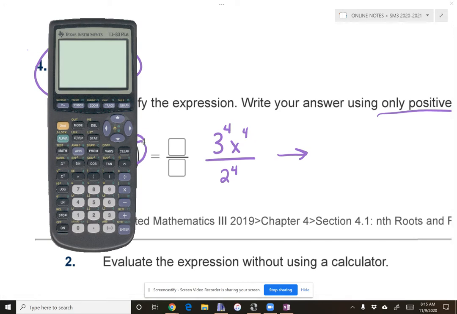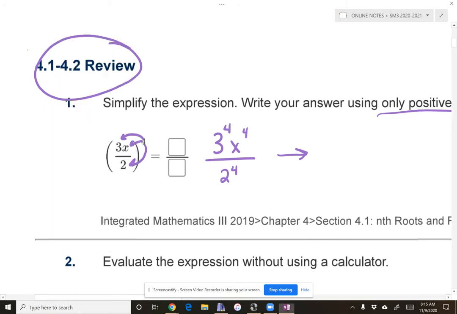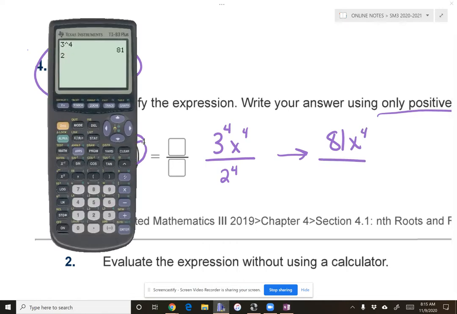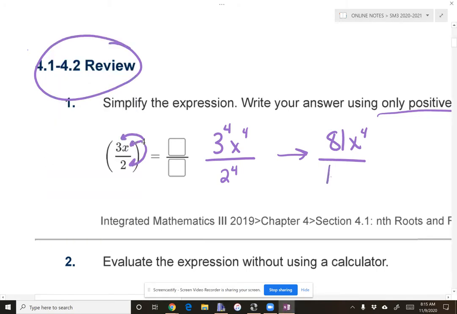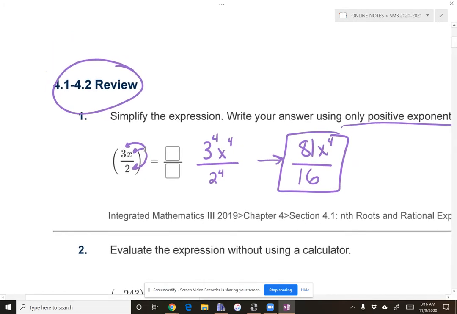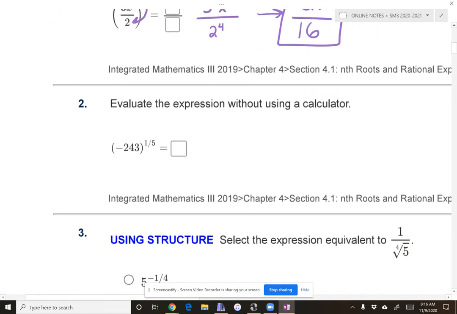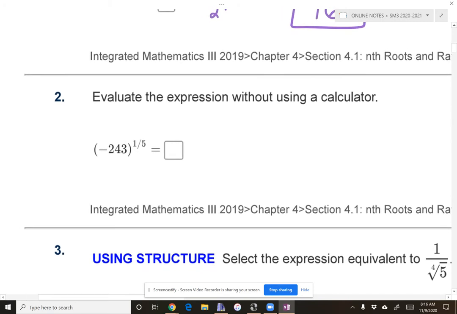So we're going to figure out what that is by going 3 to the 4th power. That's 81. And then we leave the x to the 4th. And then on bottom, we need to find out what 2 to the 4th is. 2 to the 4th is 16. So that is the best answer, final answer. I can't reduce because there's no common factors on top and bottom. There's number 1. Number 2 says evaluate the expression without using a calculator.